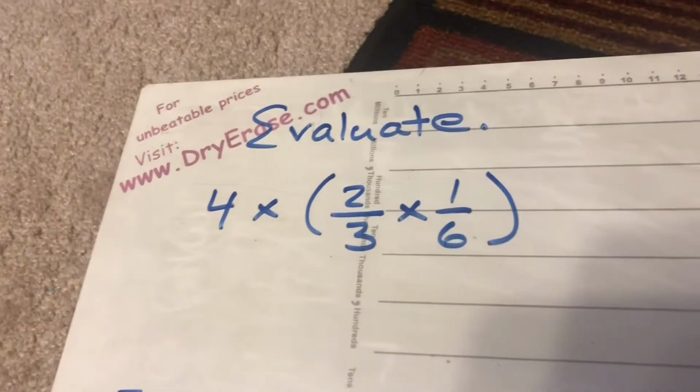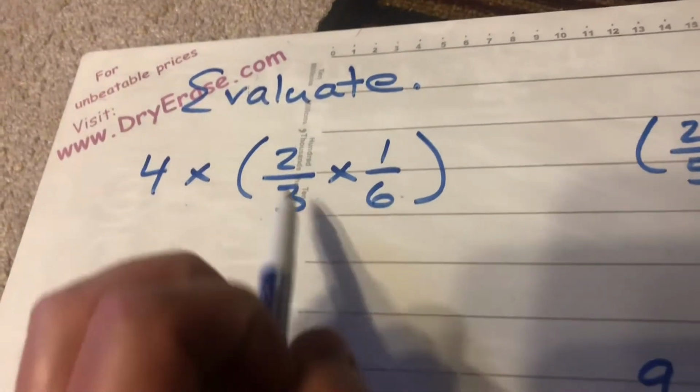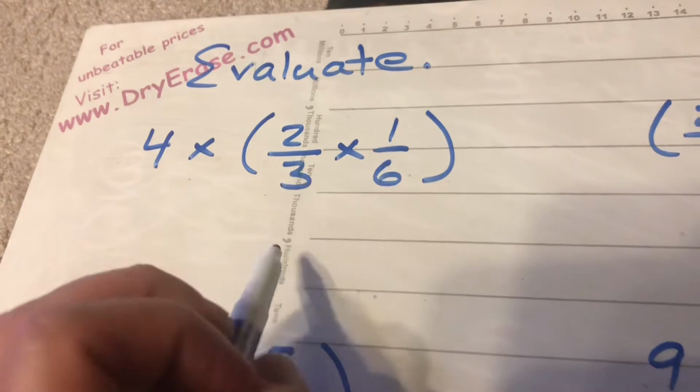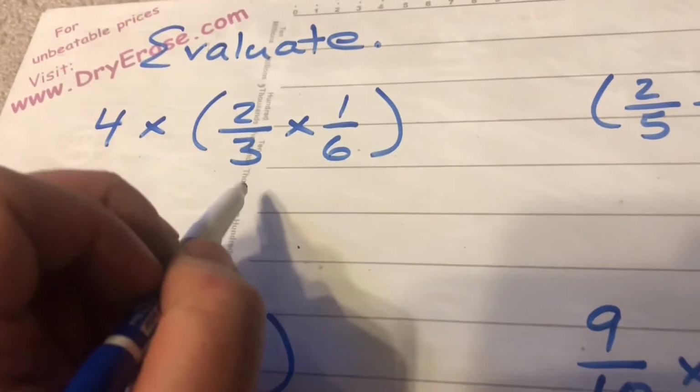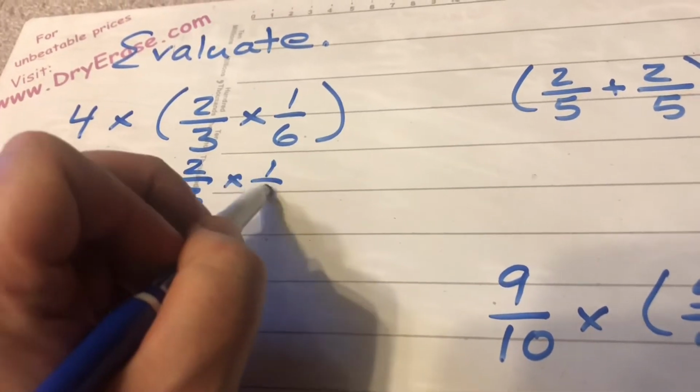All right, so let's go to evaluate. 4 times 2/3 times 1 over 6. Well, remember the order of operations. I always do what's in parentheses first. So I'm going to do 2/3 times 1 over 6. So if I'm going to come down here, I'm just going to rewrite 2/3 times 1 over 6.